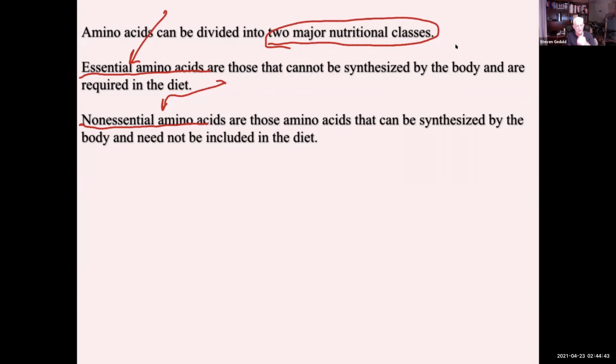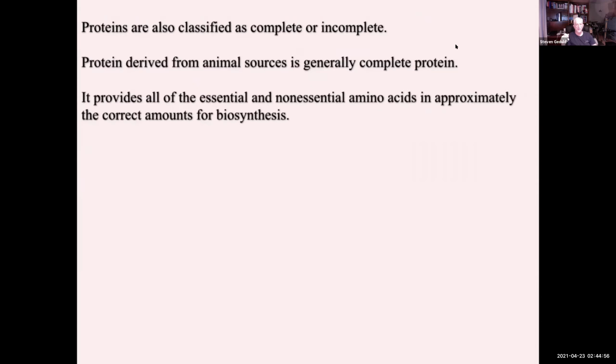Proteins are also classified as complete or incomplete. Proteins derived from animal sources are generally complete proteins. They provide all the essential and non-essential amino acids in approximately the correct amounts for biosynthesis. So our animal sources are real similar to us. They provide the same amino acids that we require.